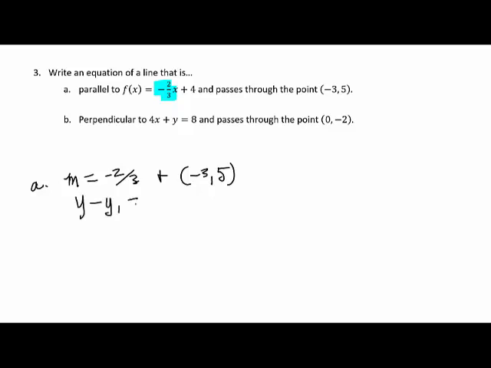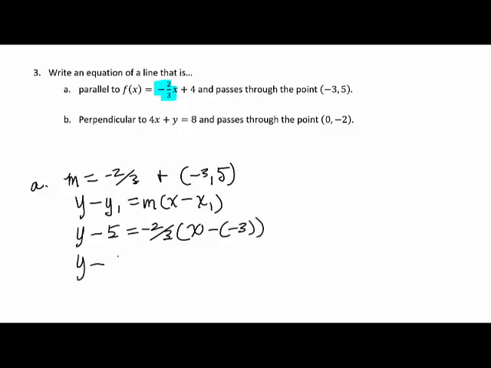So y minus y1 equals m times x minus x1, where x1 and y1 are the coordinates of the given point, and m is the slope, negative 2/3. So we have y minus 5 is equal to negative 2/3 times x minus negative 3. Okay, and we'll just simplify. So y minus 5 is equal to negative 2/3 times x plus 3.